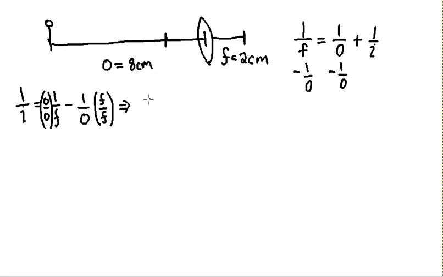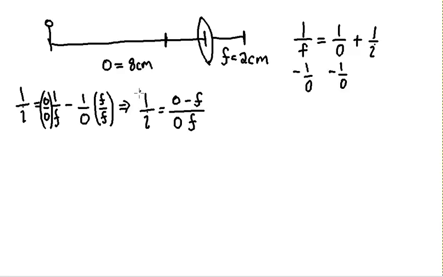So algebraically, 1 over the image distance is going to be equal to O times 1 is O, minus 1 times F is F, divided by O times F. So now that we have a common denominator, we can change this into one fraction.